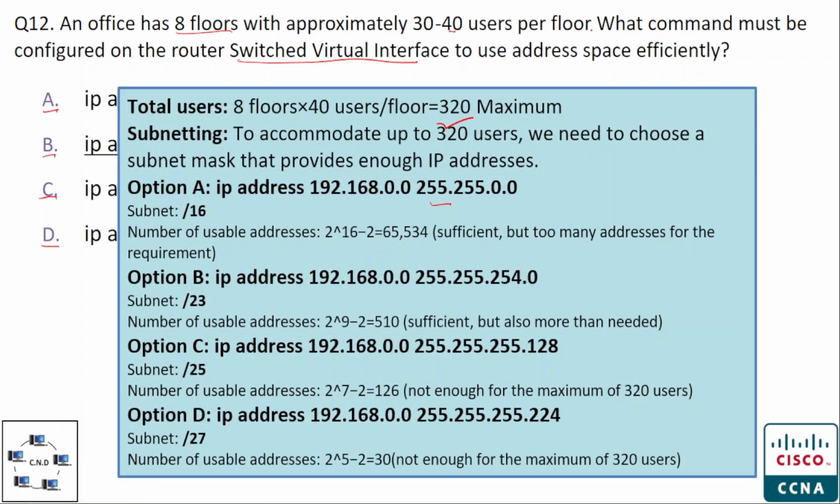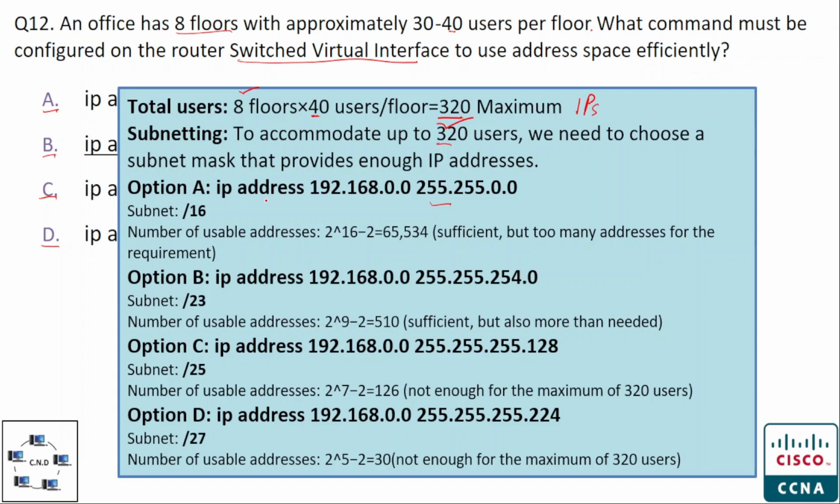Let me break down each option one by one. Since we have 8 floors and each floor has a maximum of 40 users, we have a total of 320 users. So we would require 320 IP addresses. We need to do subnetting to accommodate up to 320 users, and choose a subnet mask that provides enough IP addresses.